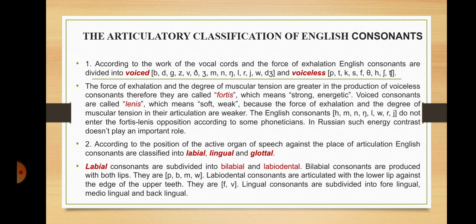According to the position of the active organ of speech against the place of articulation, English consonants are classified into labial, lingual, and glottal. Labial consonants are subdivided into bilabial and labiodental. Bilabial consonants are produced with both lips. They are p, b, m, w. Labiodental consonants are articulated with the lower lip against the edge of the upper teeth. They are f, v. Lingual consonants are subdivided into forelingual, mediolingual, and backlingual.